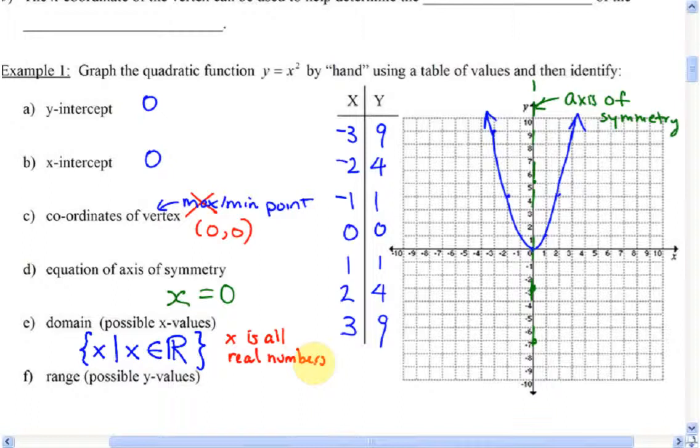And the last one I want you to think about here is the range. What do you think is the possible y values when you look at this graph? Greater than or equal to, bravo, 0. Awesome. Okay.